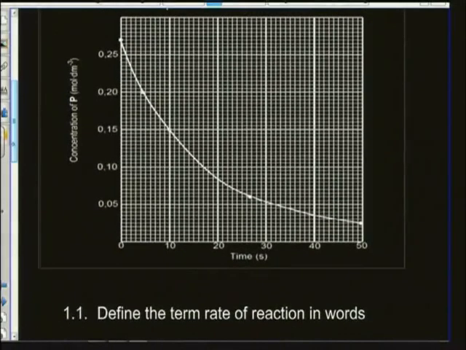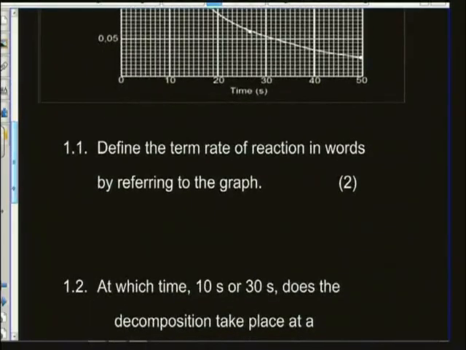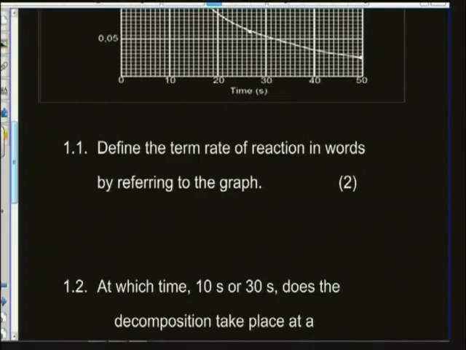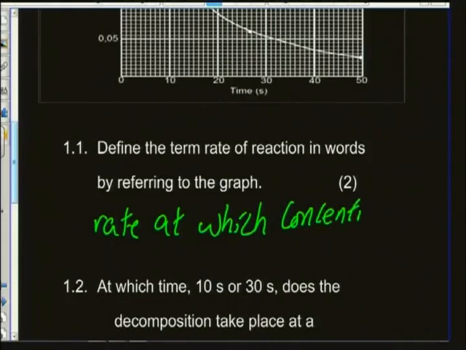And then there you can see a graph, and it starts at somewhere above 0.25 mole per dm cubed in concentration. It ran for 50 seconds in that fashion. And then the first question, they say, define the term rate of reaction in words by referring to the graph. Now, if we have to define reaction rate looking at this graph, you can say that it is the rate at which the concentration of P is changing.